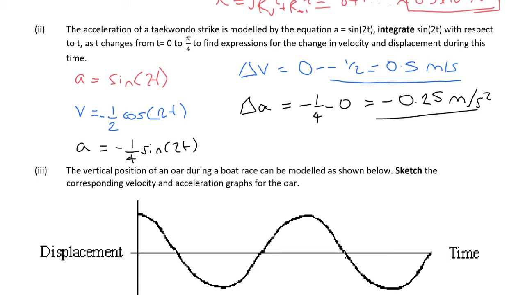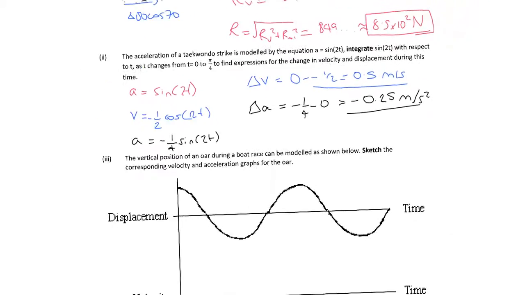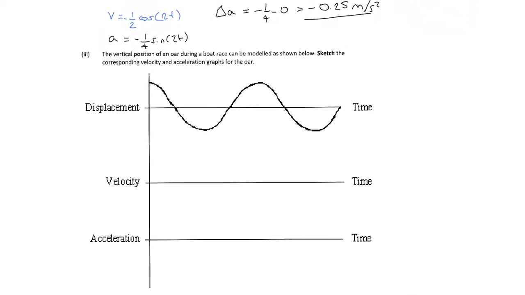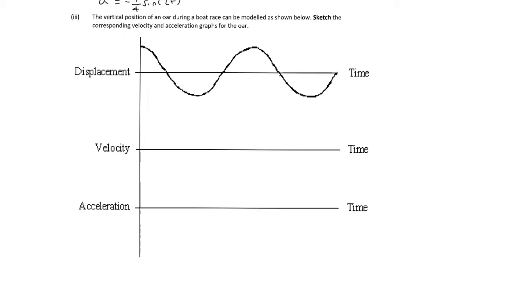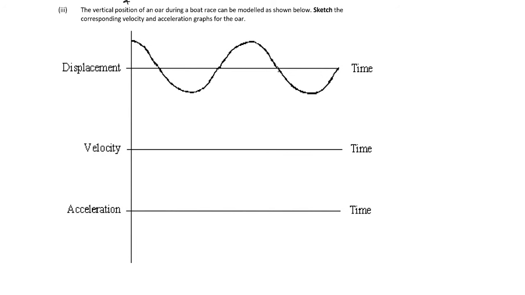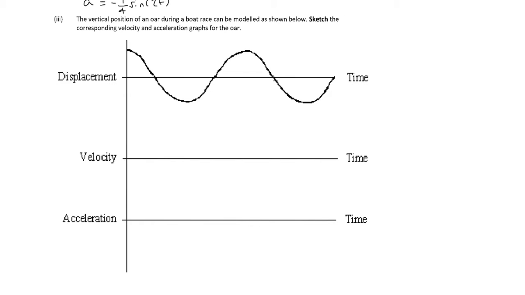Okay, so let's scroll down and I'll zoom out a bit so we can see this. During rowing, the vertical position of an oar can be modelled with the sketch shown, which is kind of what you expect because it would go up and down. Calculate the corresponding velocity and acceleration graphs for the oar. Okay, so velocity is the gradient of your displacement graph.